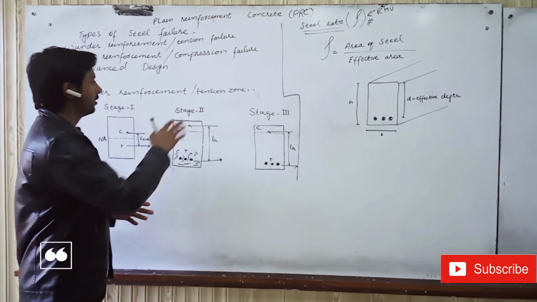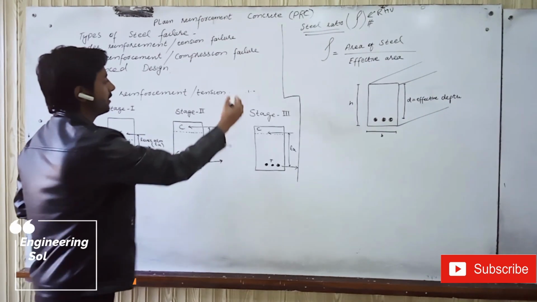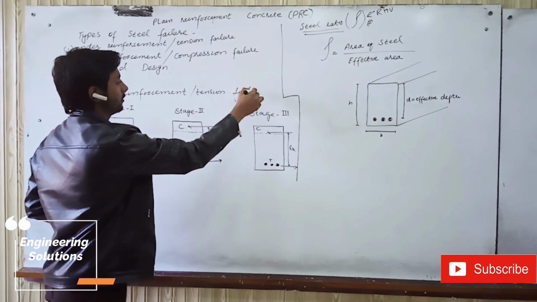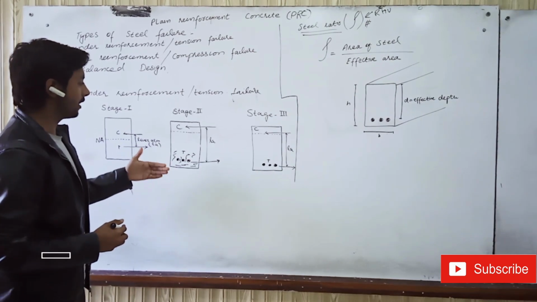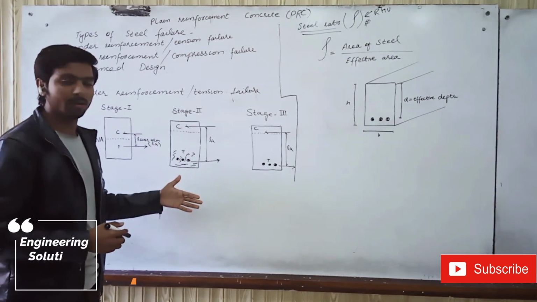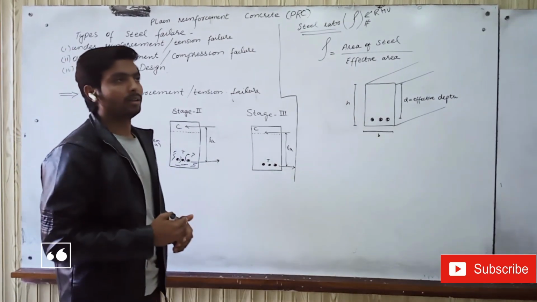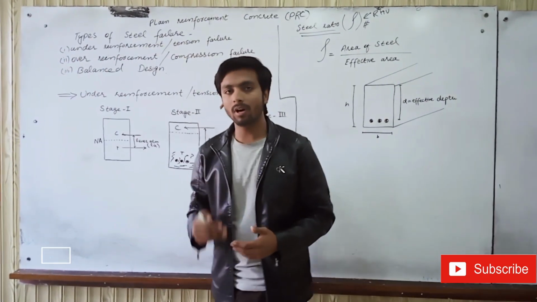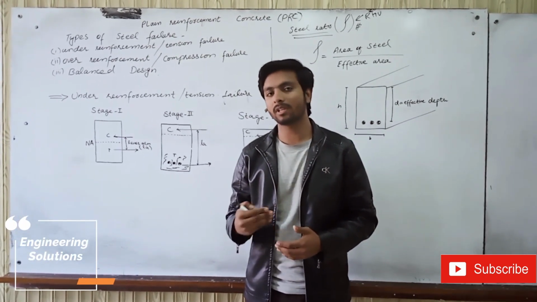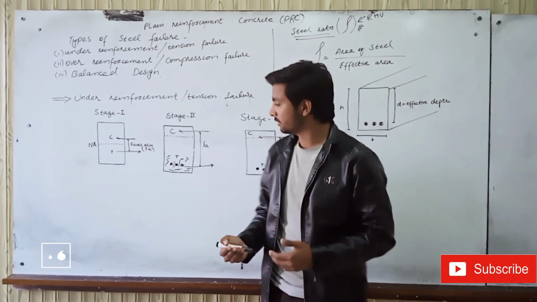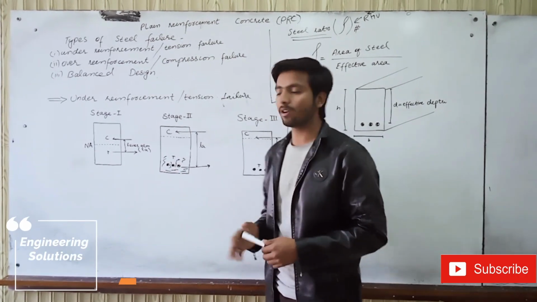Because it is an under reinforcement tension failure, the final breaking of the member is yielding. Due to yielding, the steel will require more space, and it will exert some force on the concrete. Due to the force, the concrete will start to break. So it is the main reason for the cracking of the concrete.